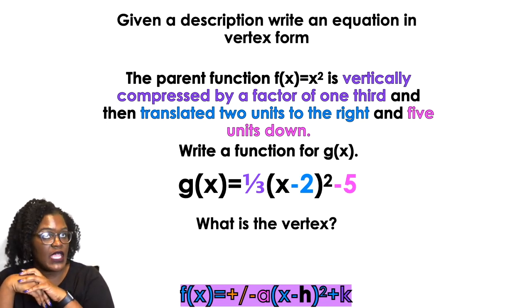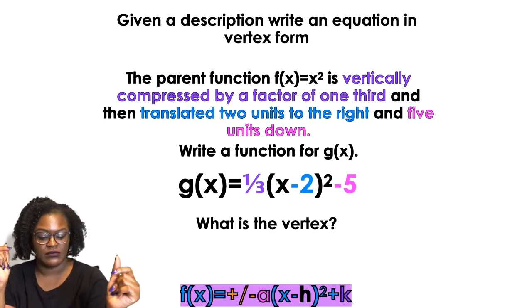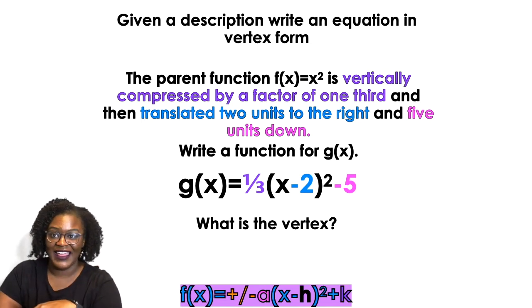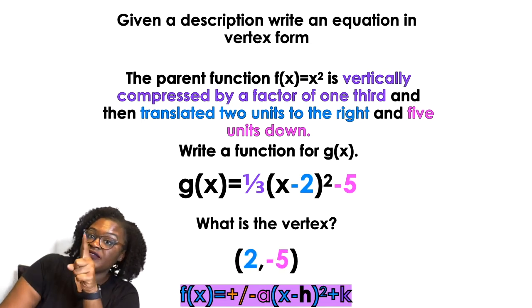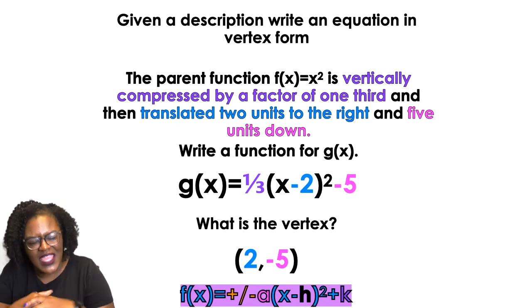What's the vertex? Remember, your vertex is h and k. What's the vertex? Positive 2. Don't say negative 2. Comma negative 5. All right.